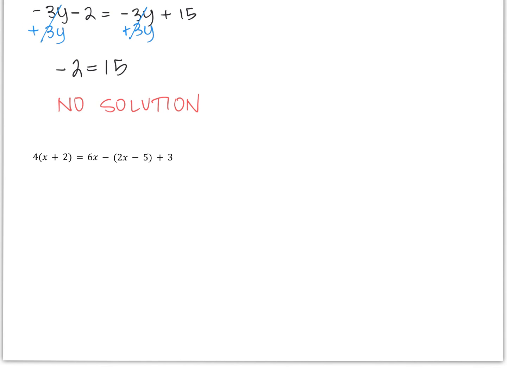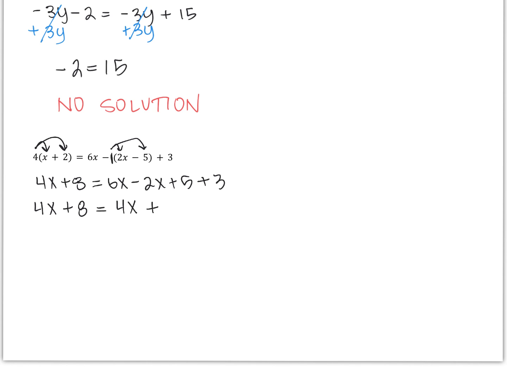Last example, we have 4 times x plus 2 equals 6x minus 2x minus 5 plus 3. So again, my first step is going to be to distribute. So I get 4x plus 8 equals 6x, and then remember technically a negative 1 in front here, minus 2x plus 5, and then plus 3, because the 3 is not in the parentheses. So I only have like terms to combine on the right. So 6x minus 2x is 4x, and 5 plus 3 is 8.